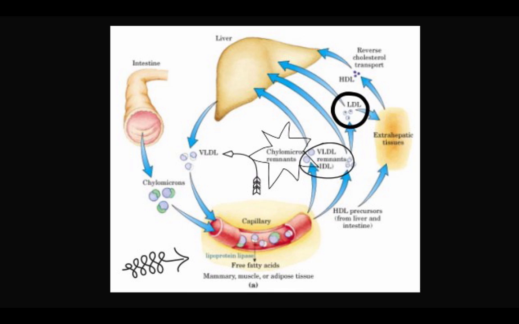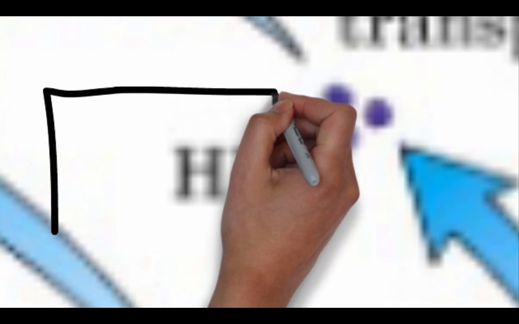LDL particles are taken up from the bloodstream by specific receptors on cells, especially liver cells, and are then broken down. The cholesterol and protein components of the LDL provide some of the building blocks necessary for cell growth and development, such as synthesis of cell membranes and hormones.